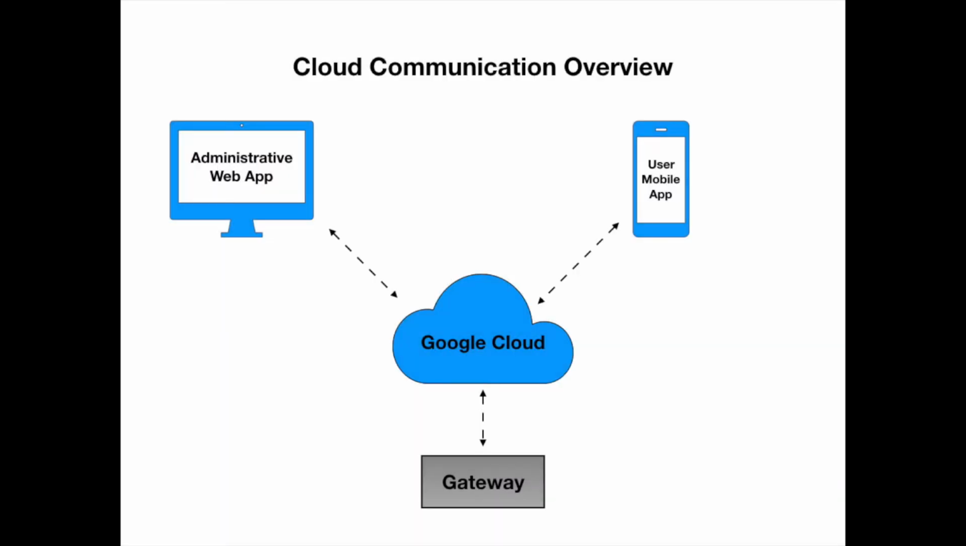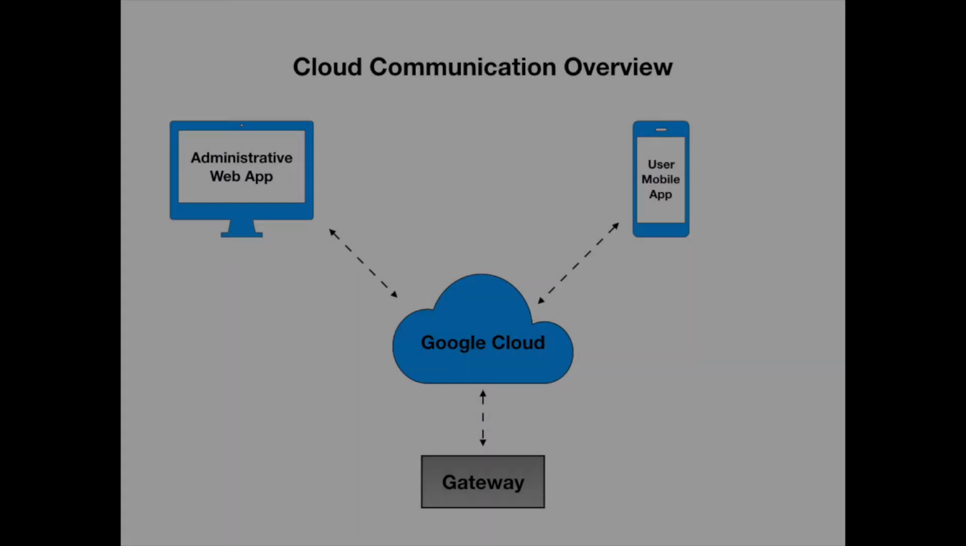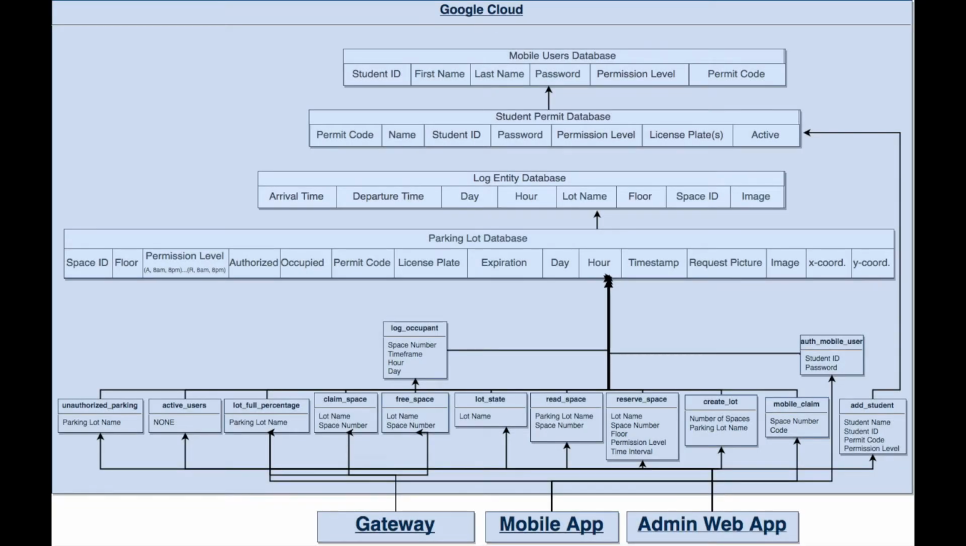Finally, the Google Cloud acts as the central node that connects all of the aforementioned components of our system together. Specialized APIs were created for use from the gateway, administrative web app, and the mobile application. Through these APIs, gateways can keep the status of all the parking lots on campus updated.